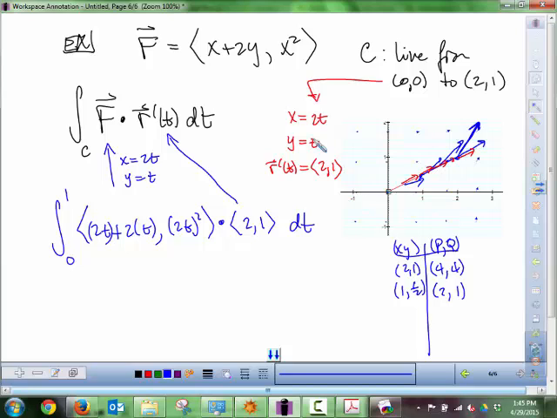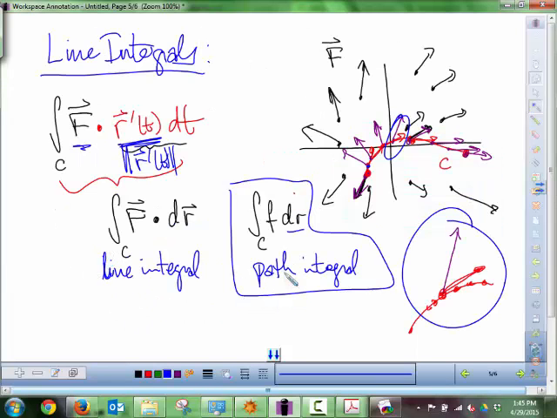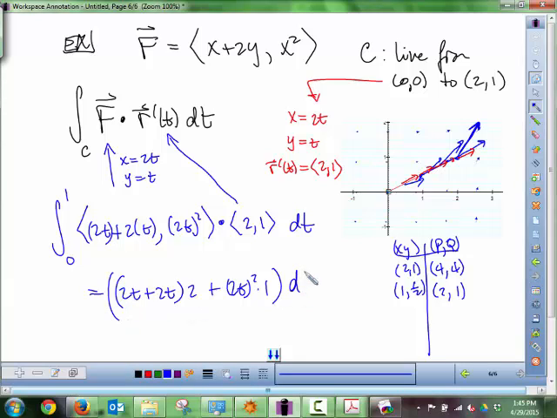Okay? So if we actually compute the dot product, we're going to get (2t plus 2t) times 2 plus (2t) squared times 1, dt. And then integrate from 0 to 1. And I think at this point it should be clear that this looks just like the other integral that we saw. Doesn't it?